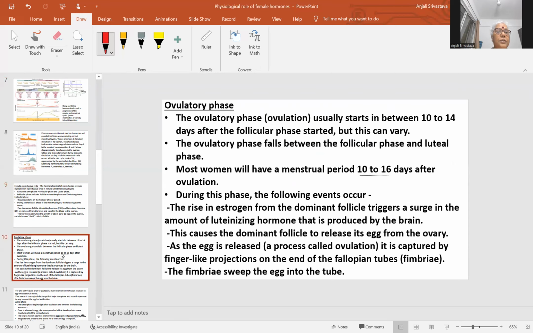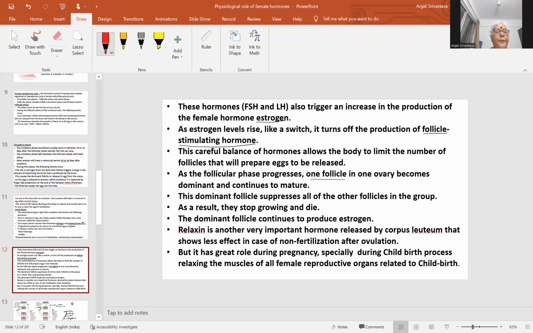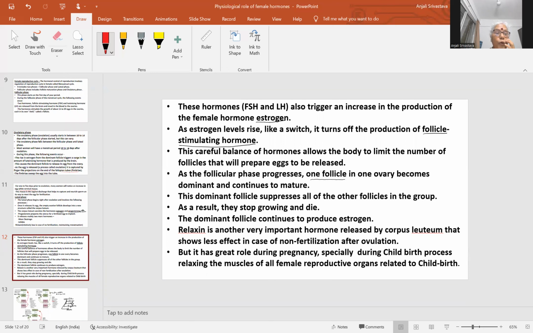You can go through these slides. Ovulatory phases, the changes that are taking place in the ovulatory phases. These are the changes in ovulatory phases. That is the fallopian tube के fimbriae receive करते हैं discharged ovum को, and prior to ovulation, many women notice an increase in white cervical mucus. So these are the details of your answer. You can take all these points for preparing your note. All these points almost we have seen.